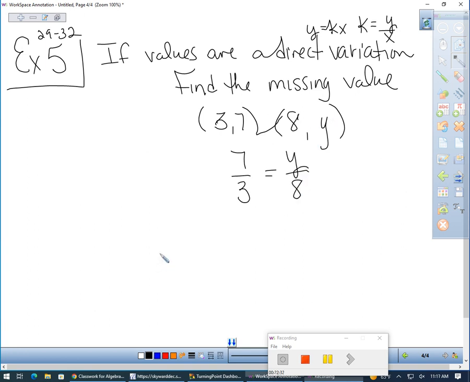To solve for the unknown variable, we can simply cross multiply. Y times 3, or 3 times y, is 3y. 7 times 8 is 56. And then to solve for y, we're going to divide by 3. Y equals, and you can leave it as 56 over 3, because if you were to put it in decimal form, you're going to have to round it.